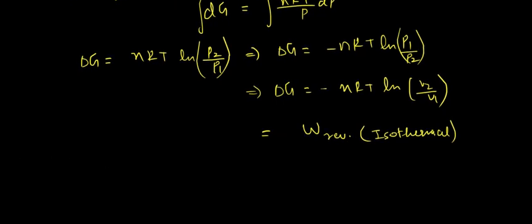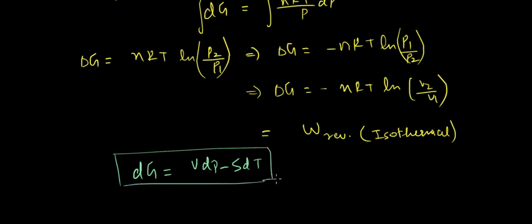But from all the discussion there is one equation that you must remember, which is dG equals VdP minus SdT. This is a very important relation.